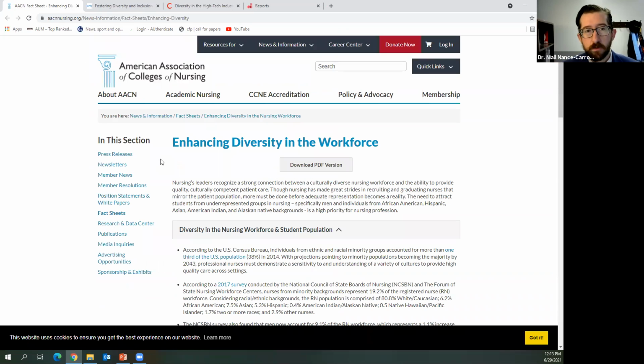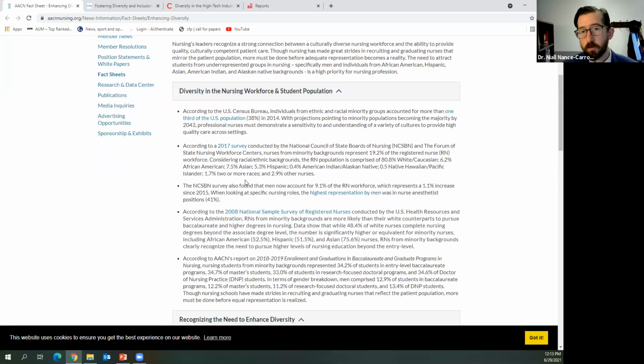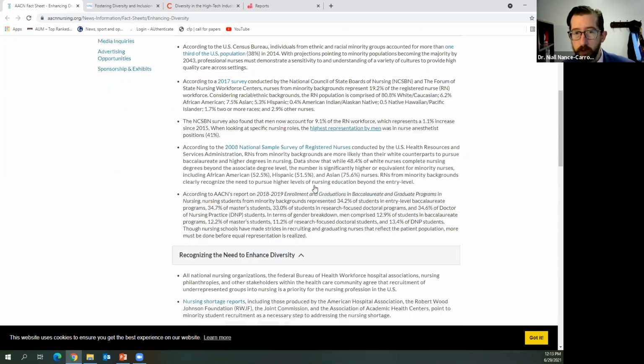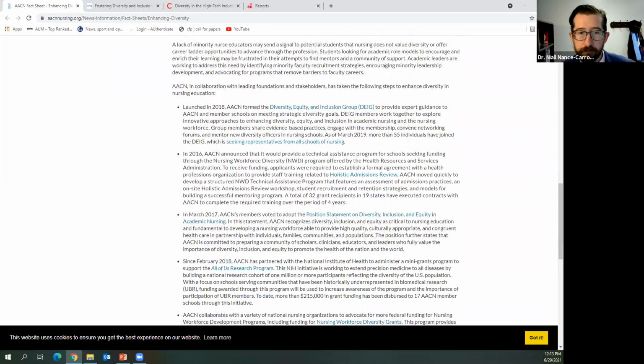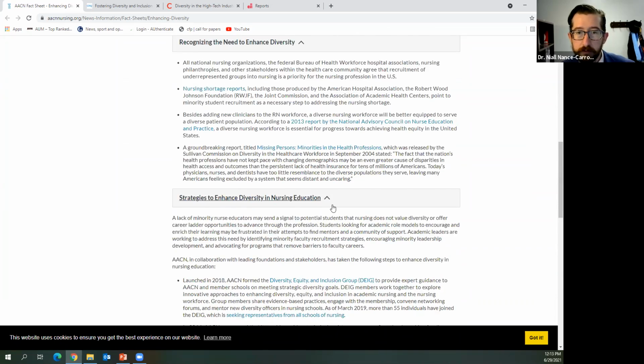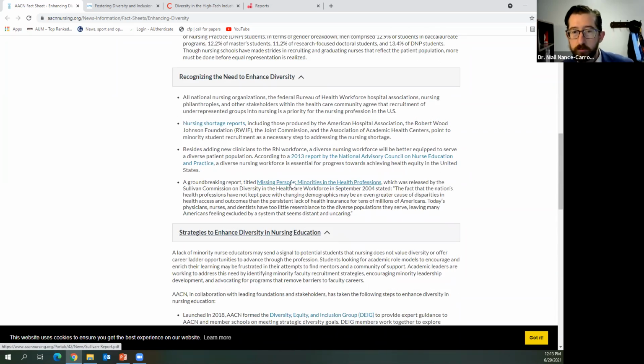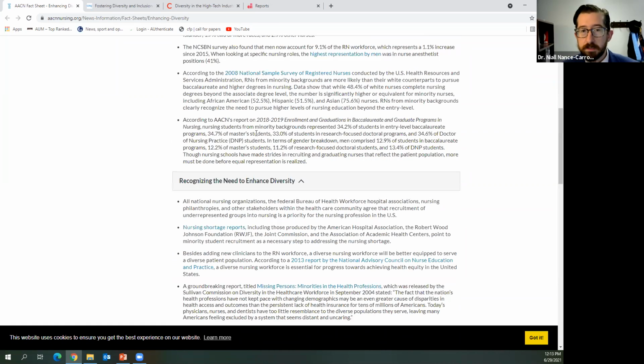Similarly, we go to the nursing one. This is the American Association of Colleges of Nursing, Enhancing Diversity in the Workforce. This is a shorter article, but it contains links to the much longer ones, including the 2004 report that several of the nursing majors reported already having some familiarity with, Missing Persons: Minorities in the Health Professions. Each of these provides, as you can see, statistical information about this, as well as the practices specific to the profession.